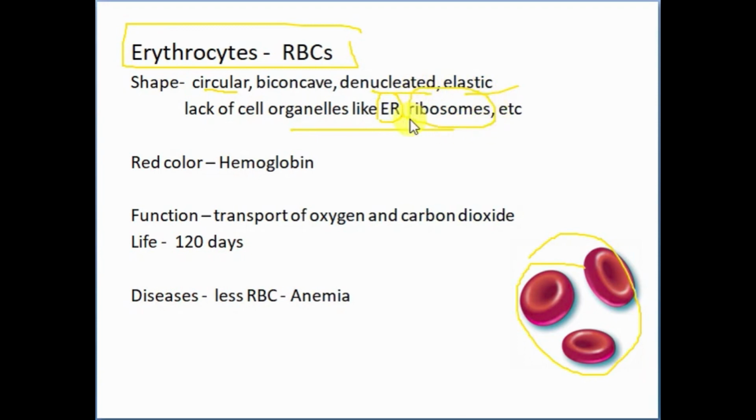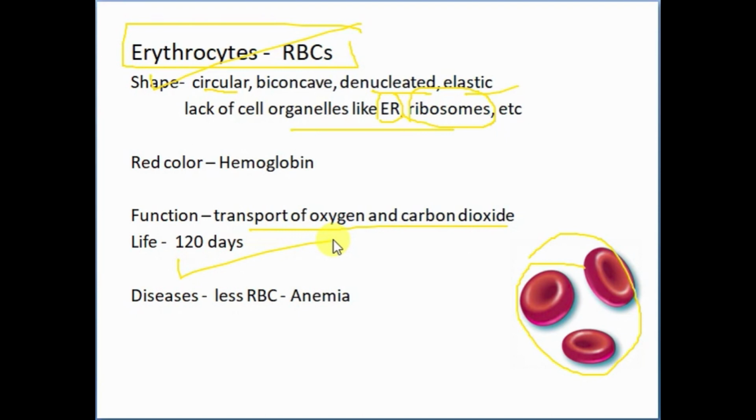Endoplasmic reticulum and ribosomes, their functions. RBCs are red in color, WBCs are white in color. RBCs are red because of the presence of hemoglobin. And then we have function: they transport oxygen and carbon dioxide. The life of RBCs is 120 days.